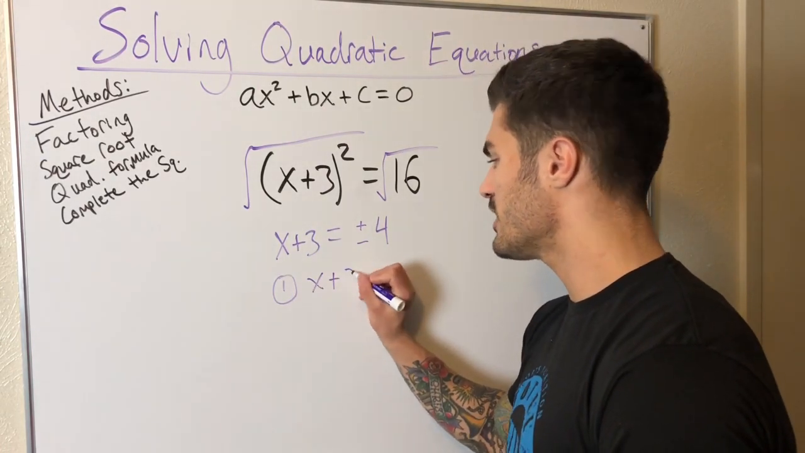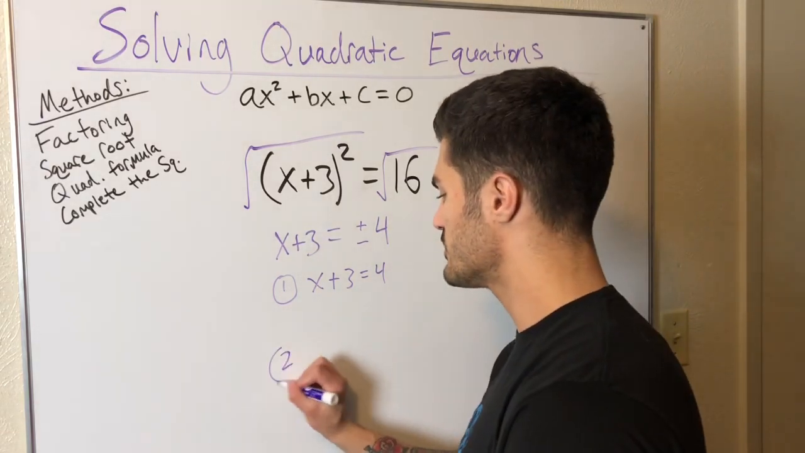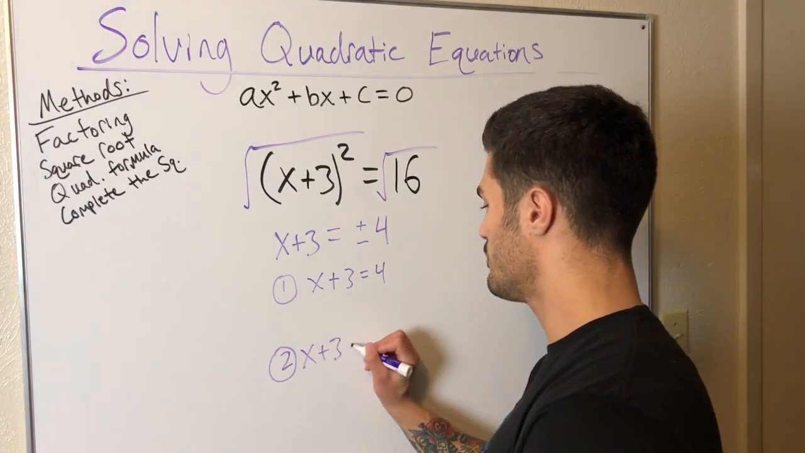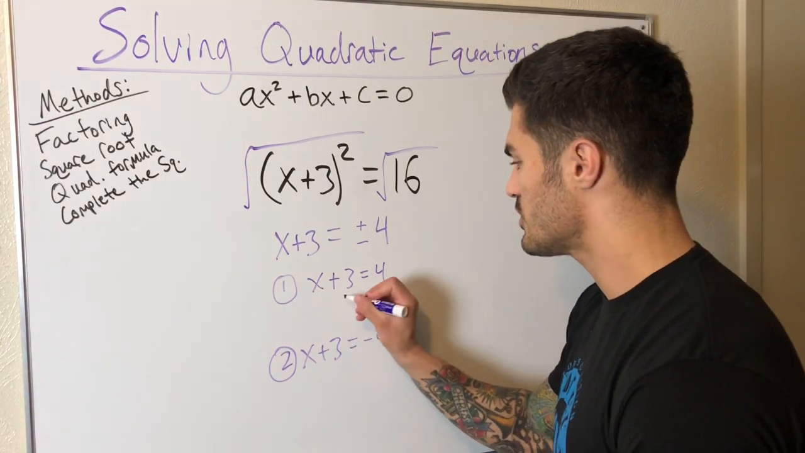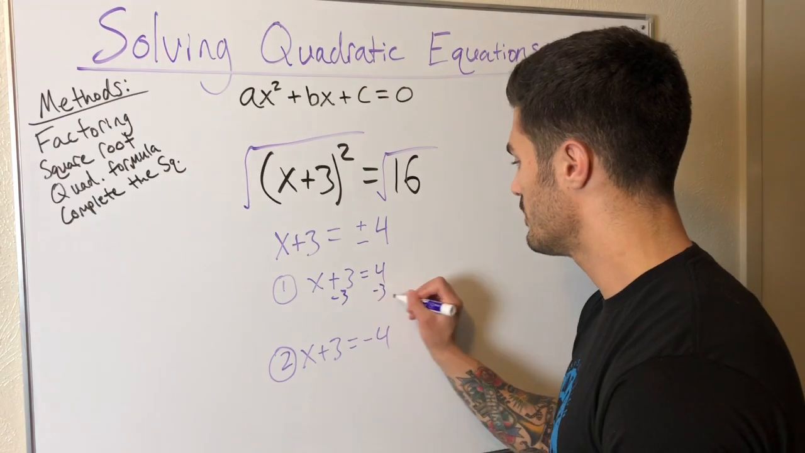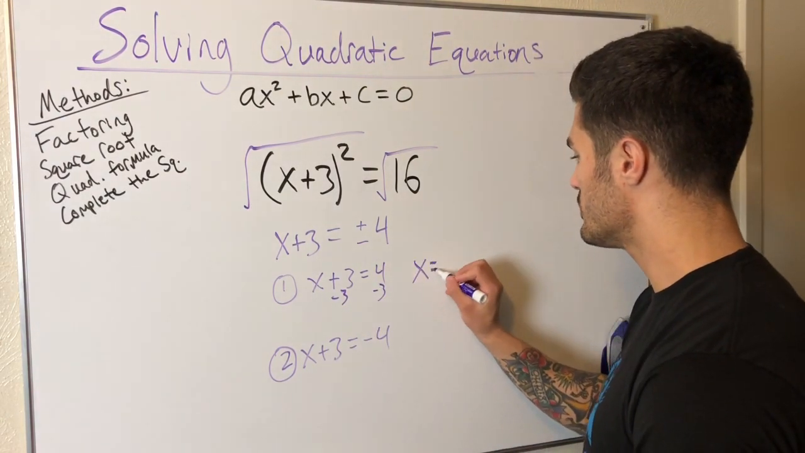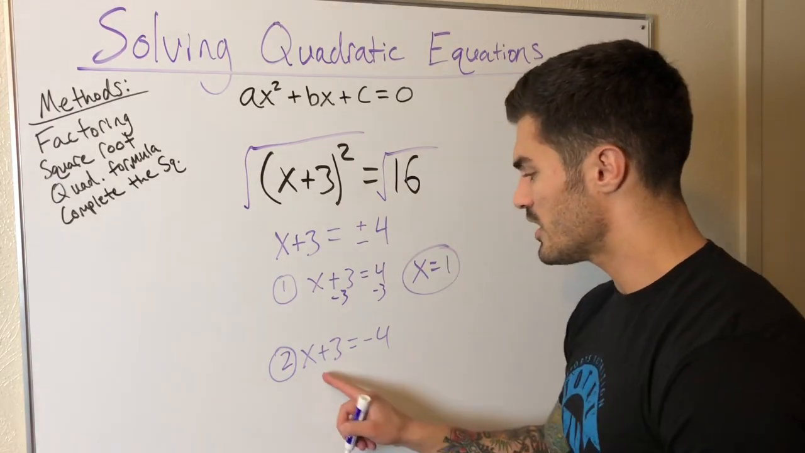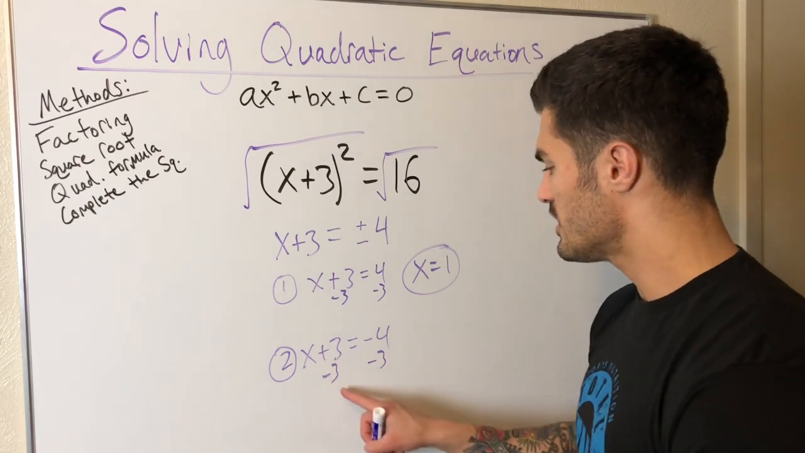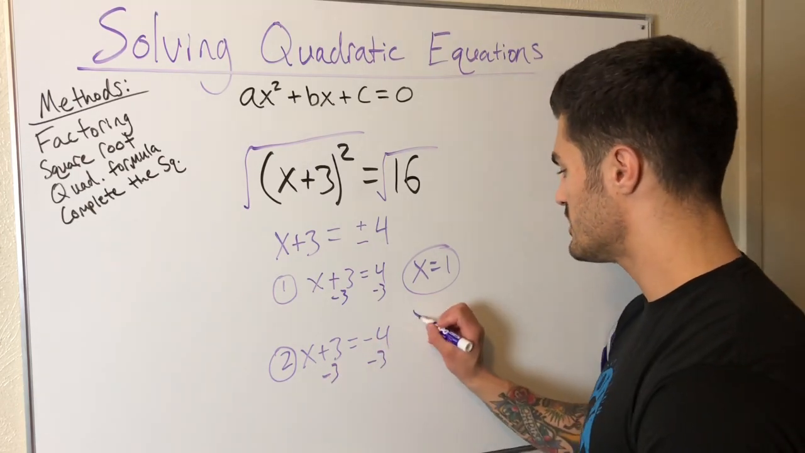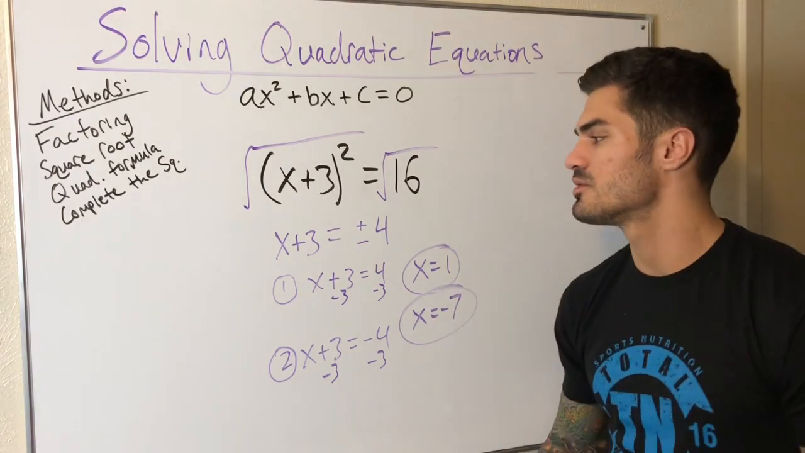So really I still need to set up two equations. My first one being x plus 3 equals positive 4, and solve this for x. And then my second one is going to be x plus 3 equals negative 4, and solve that for x. So I still get two answers. I'm going to subtract 3 from both sides here. So I get x equals 4 minus 3. That's 1. X equals 1. What do I get here? If I subtract 3 from both sides, I get x equals negative 4 minus 3. That's negative 7. Here are my two solutions.